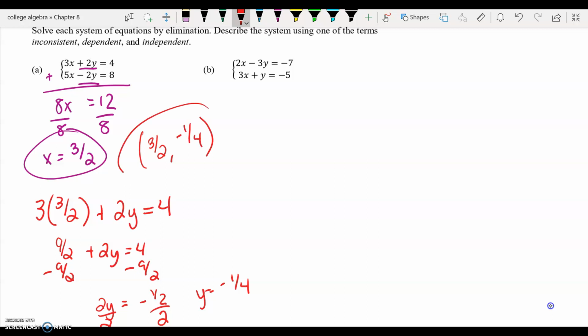You can always double check these by plugging them in. We're not going to take the time to do that, but you can. Don't forget to label it. This one's going to be independent because it has one answer.